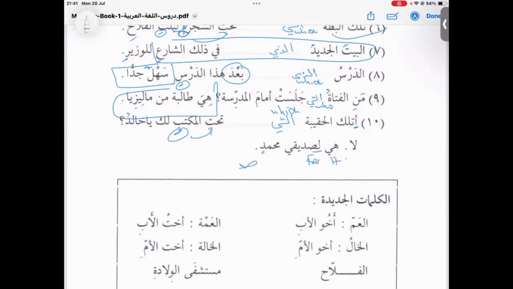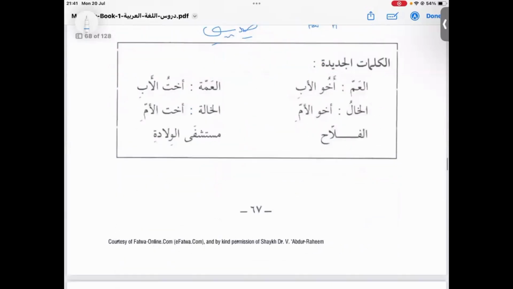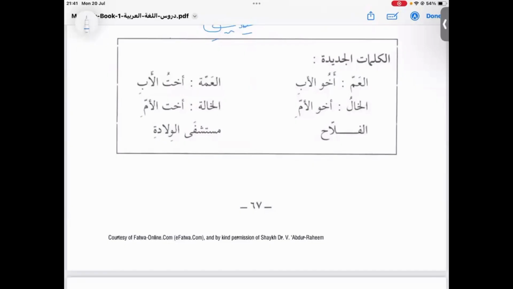Sadiq is what? A sadiq is a friend. It is for my sadiq. And what is his name? Muhammad. Name is Muhammad. Al-kalimat al-jadida, new words.